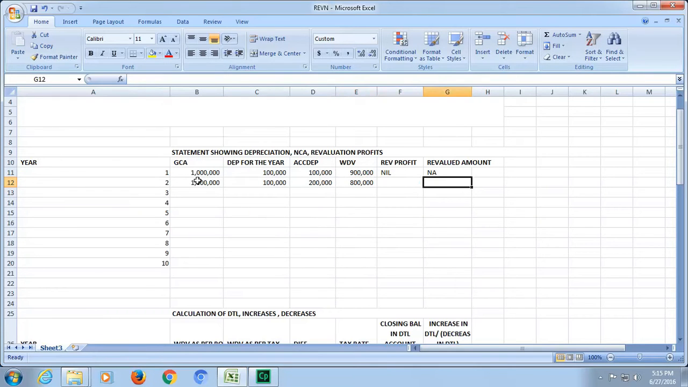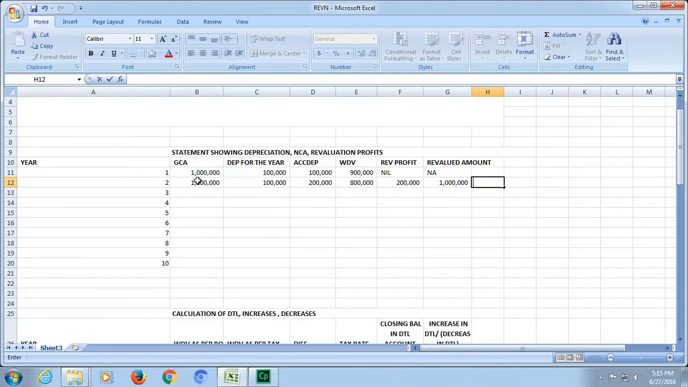Now at the end of second year the asset was revalued to 10 lakh rupees. That means there is some revaluation profit of 2 lakh rupees. Now how are we going to give effect? Here we have to pass two entries.